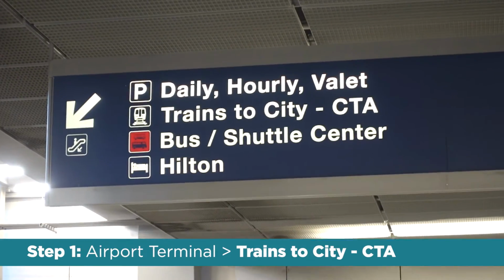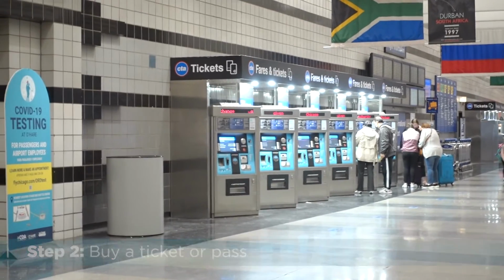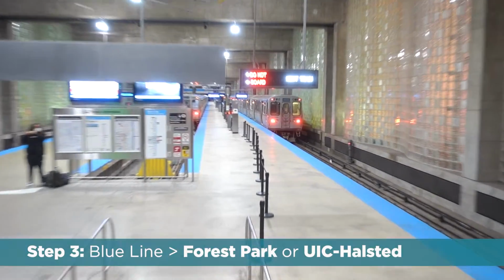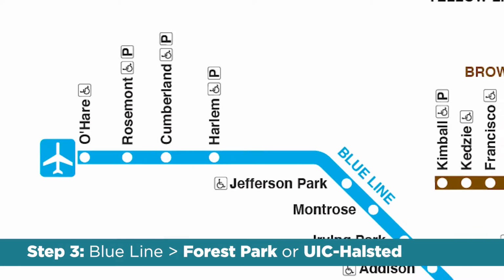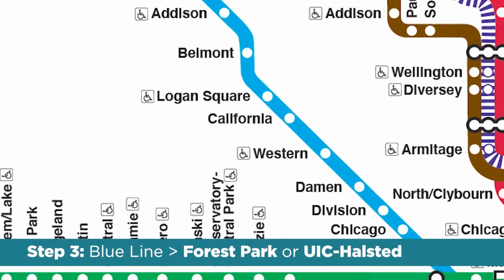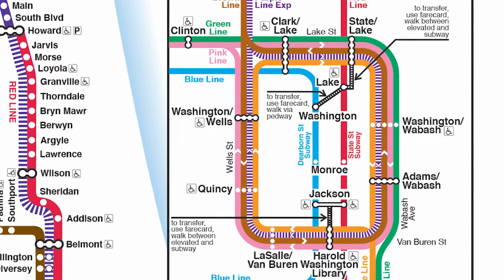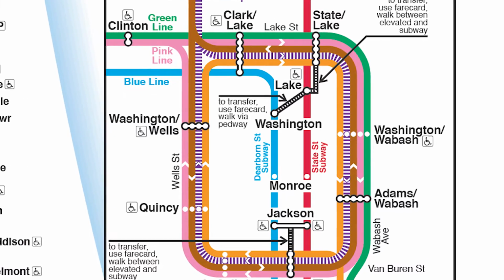Well, just like this. From the terminals, follow signs that read Trains to City-CTA. See those acronyms coming in handy there? Once you follow the signs, pay for your tickets, which we'll talk about in the next section. You'll then want to take the Blue Line L train towards Forest Park or UIC Halsted, which is the university in downtown Chicago. You have a number of different stops to get off at. You can exit at the Clark Lake Station, Washington, Monroe, or Jackson stations.